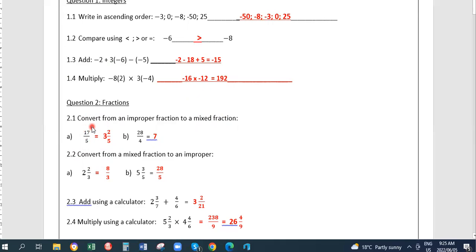To convert it to a mixed fraction, the question says convert your improper fraction to a mixed fraction. So 5 goes into 17 how many times? 3 times. If you divide 17 by 5, it goes there 3 times.